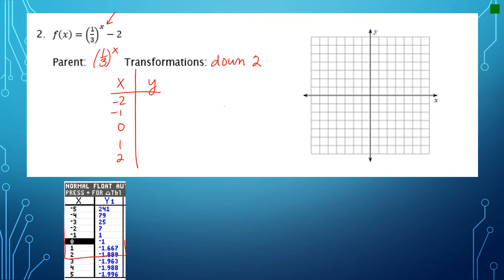So on the calculator, which you'll use to get your y values, I put a box around the ones we're going to use. So this would be 7, 1, -1, -1.67, and -1.89. All right, so I'm going left 2, up 7, left 1, up 1, at 0, -1, 1, -1.67, and then 2, -1.89. So my graph is a decay graph, which you could have seen by looking at the equation. The 1/3 tells you that it's a decay graph. And again, you could check against your calculator's graph to make sure that your graph looks like the calculator's graph.